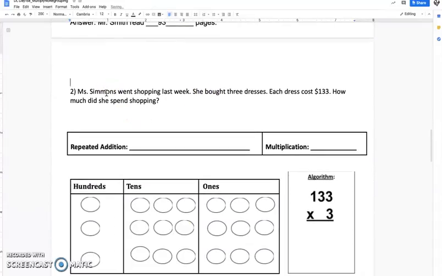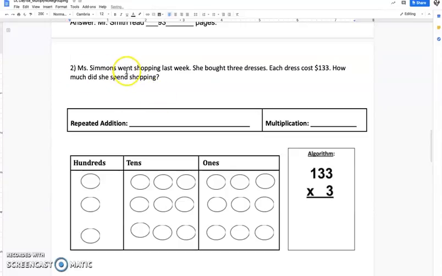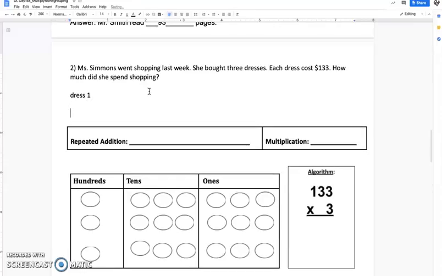We have another problem. This problem is about Miss Simmons, and it says Miss Simmons went shopping last week. She bought 3 dresses. Each dress cost $133. So we know that number 1 was $133.